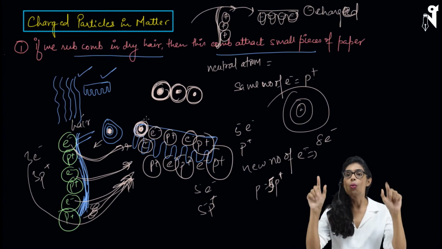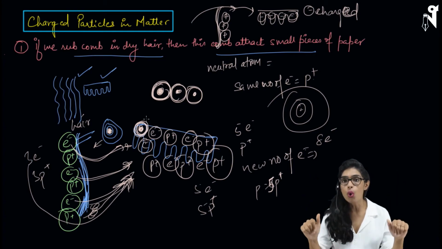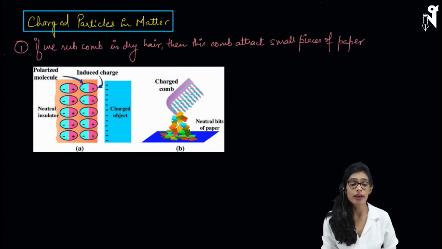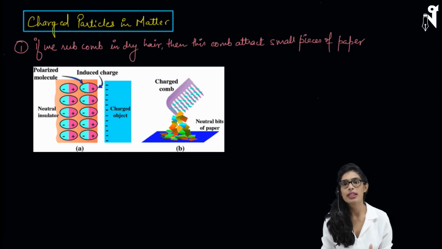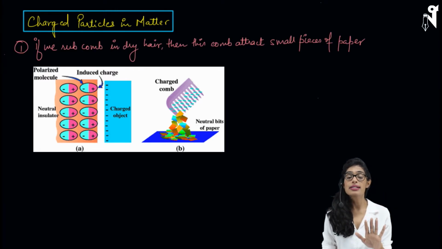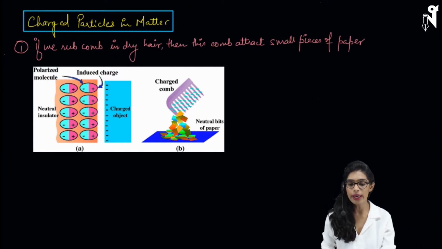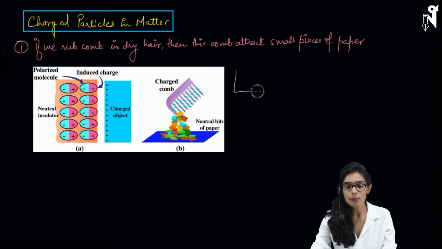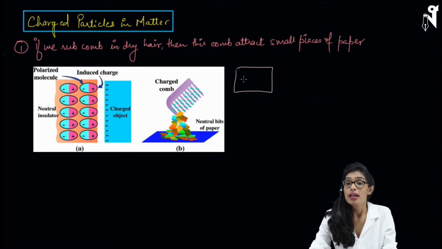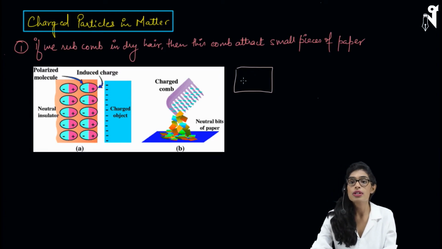So let's understand why this charged comb is attracting the pieces of paper. Now look at this diagram which I have shown over here, and that will explain how your comb is attracting the pieces of paper. For this you have to really take your own sweet time to understand, but try to think logically. A piece of paper is again made up of atoms, and atoms have the same number of electrons and protons, and that is why it is not charged, it is neutral.